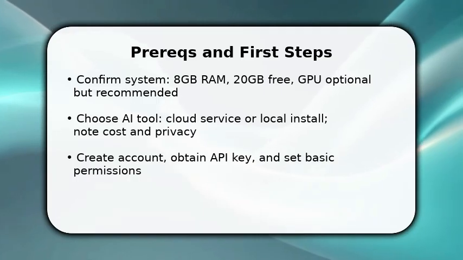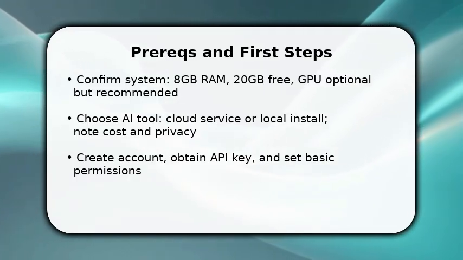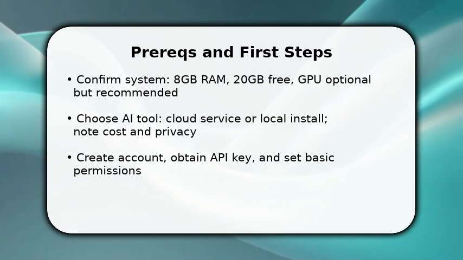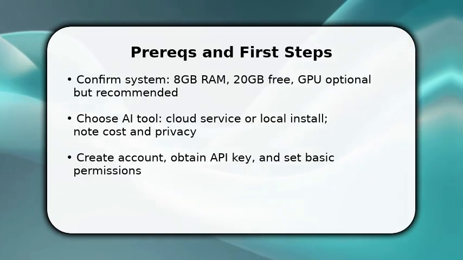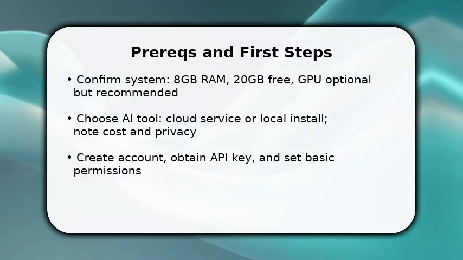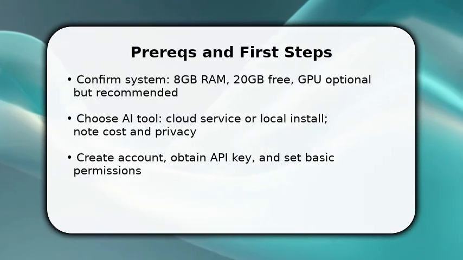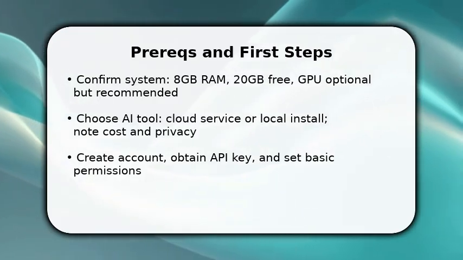You start by confirming the essentials. Make sure your machine or cloud plan meets minimum specs and you understand cost versus privacy. Once ready, pick the AI software and decide cloud or local. This affects latency and data control.